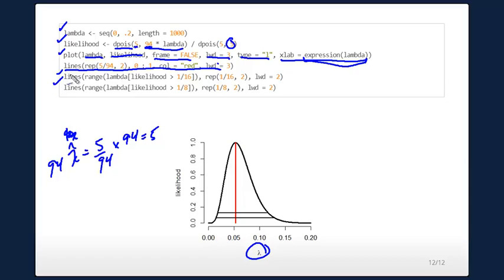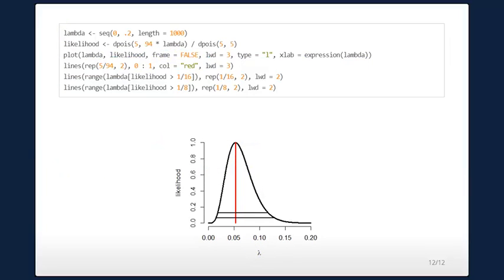This is a plot of the estimated rate by the evidential support for that estimated rate. So if we wanted to compare this point and this point, it would be that ratio of those two guys.